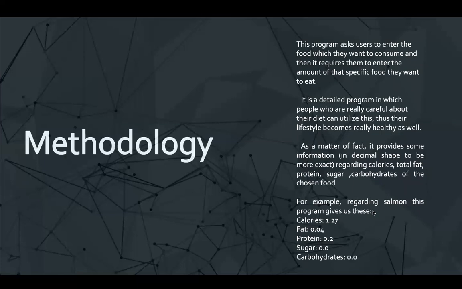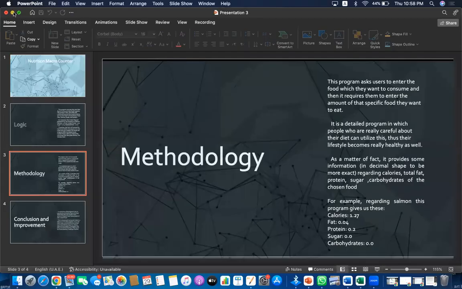As a matter of fact, it provides some information in decimal shape to be more exact regarding calories, total fat, protein, sugar, carbohydrates of the chosen food. For example, regarding salmon, this program gives us calories 1.27, fat 0.04, protein 0.2, sugar 0, and carbohydrates 0. Then I'm going to explain the code.